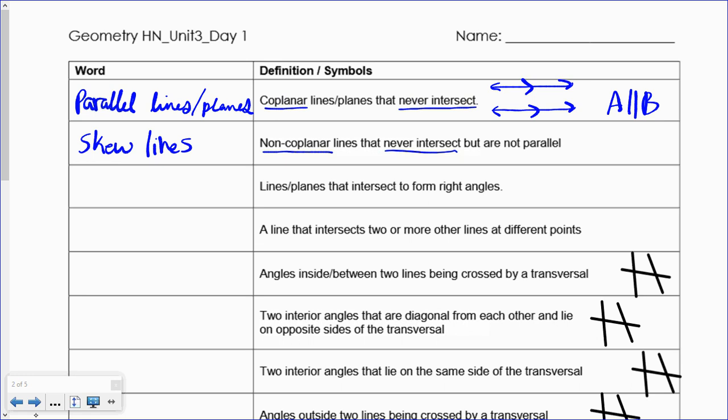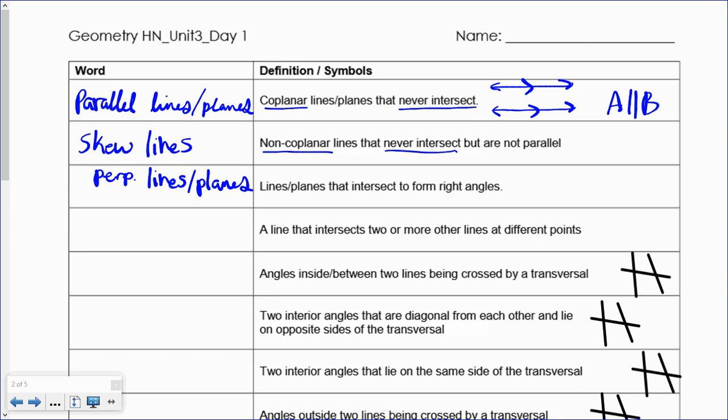All right, what are lines or planes that intersect to form right angles? There's your perpendicular. Just like for parallel, perpendicular applies to planes as well. If you think about two pieces of paper, when they're straight upright and they don't cross each other, those are parallel planes. If they were to cross like this at a 90-degree angle, those would be perpendicular planes. So it works the same for planes as it does for lines.